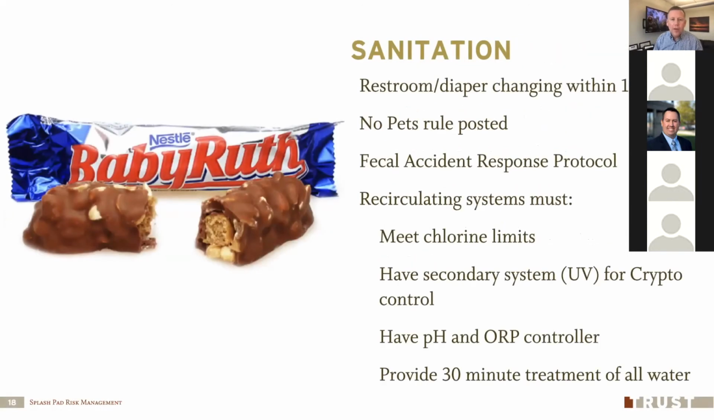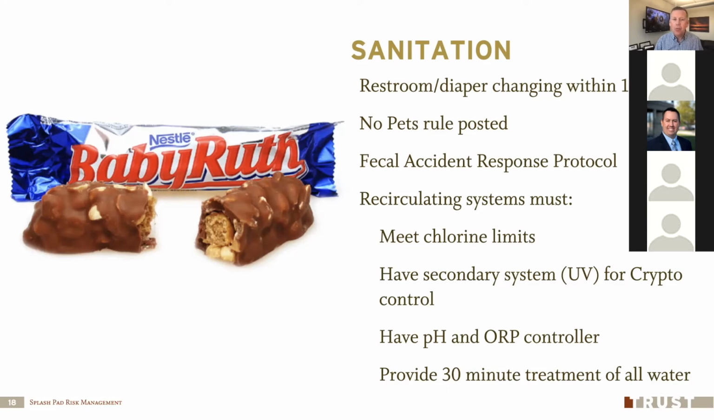Sanitation. Well, there's some things beyond the water. One is we need to have restrooms and diaper changing facilities within 150 feet. This is part of the state law. So as you're siting that, remember that I've got to be within 150 feet of those restroom facilities, and I have to provide diaper changing facilities at the restroom there. Have a no pets rule posted and follow up on that.